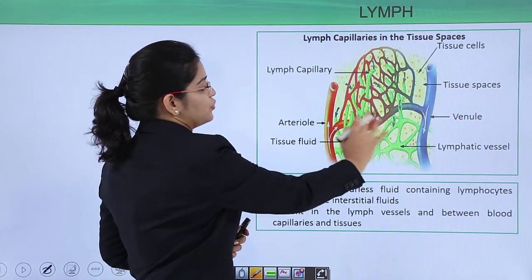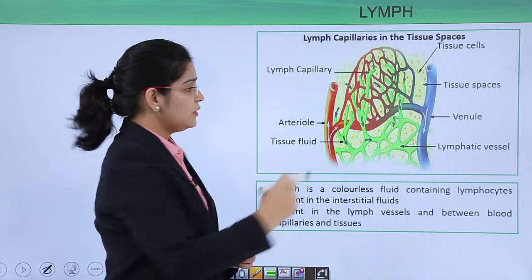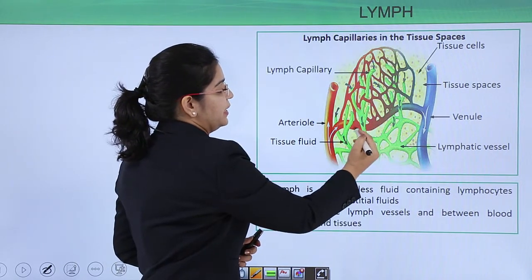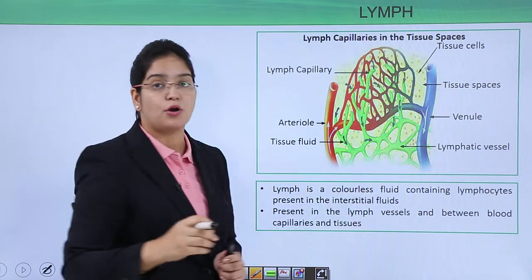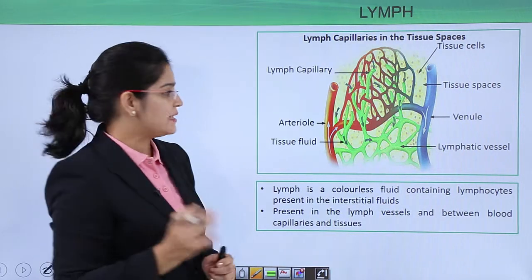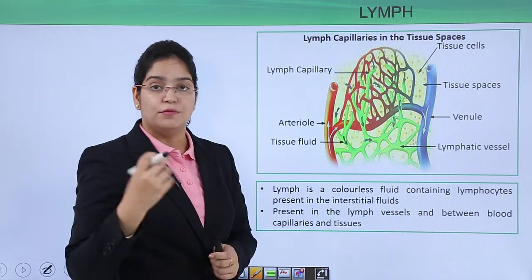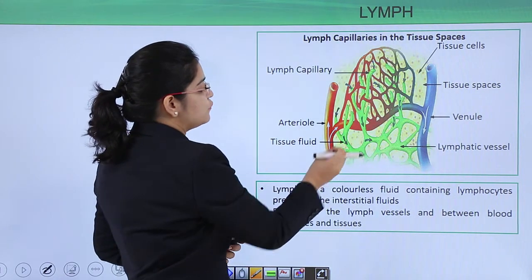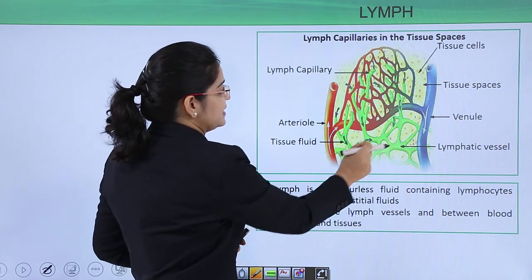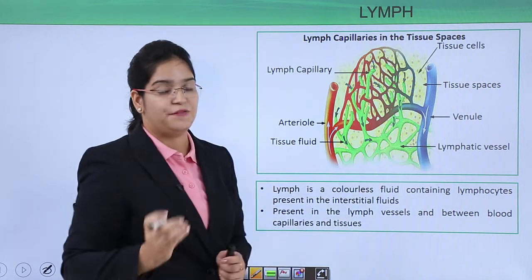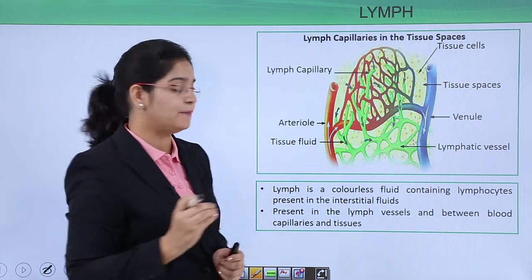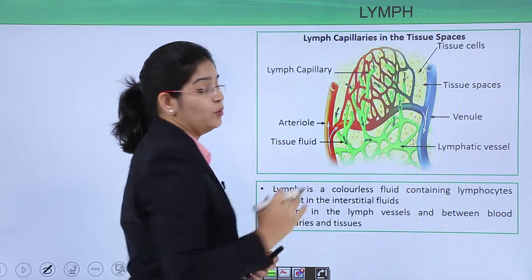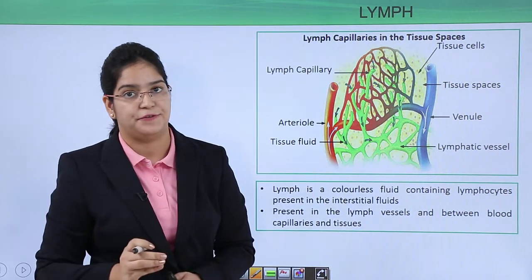Now what happens? After the exchange of gases, the deoxygenated blood goes to the venule, but not all the blood goes to the venule. Some blood is left out. What happens to this left out blood? This left out blood moves to the lymphatic system. These green lines are showing lymphatic vessels. This remaining blood goes to the lymphatic vessel and is called lymph.